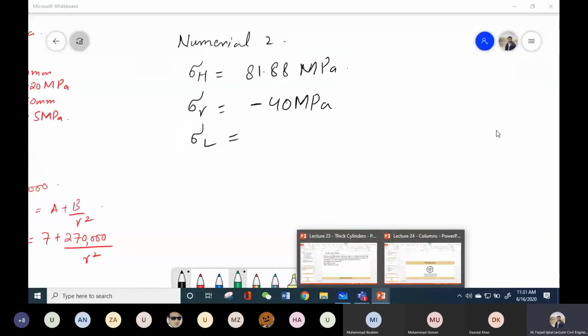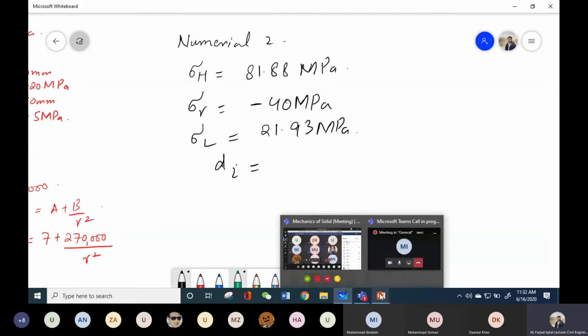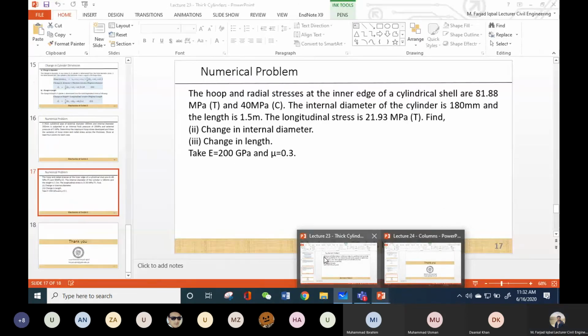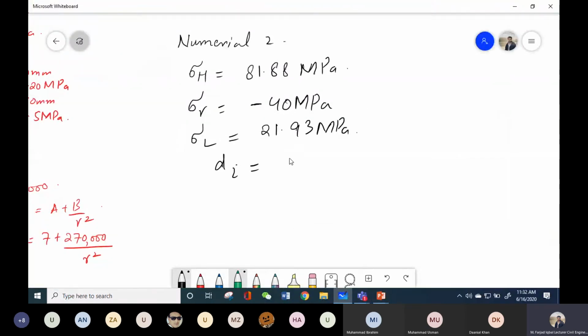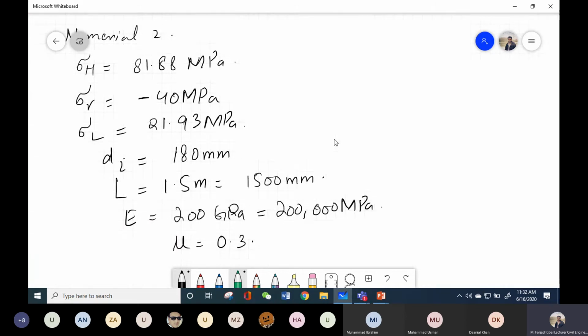The internal diameter is 180 millimeter and length is 1.5 meter, or 1500 millimeters. E is given as 200 gigapascal or 200,000 megapascal, and mu is 0.3. And we need to find out the change in diameter and the change in length.